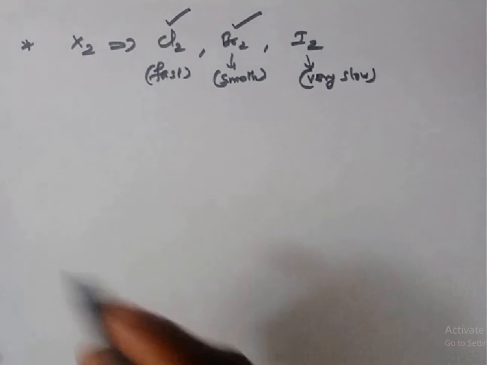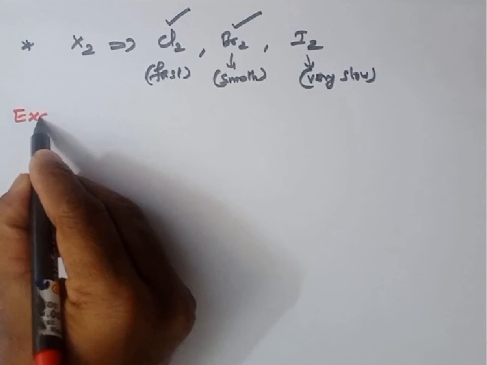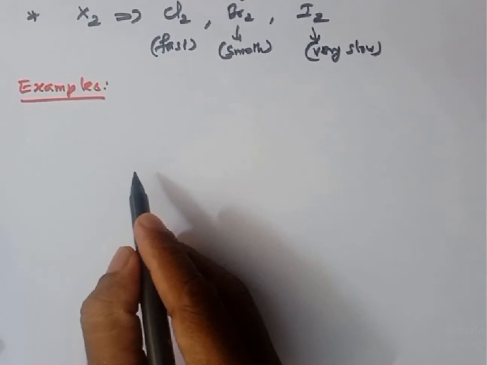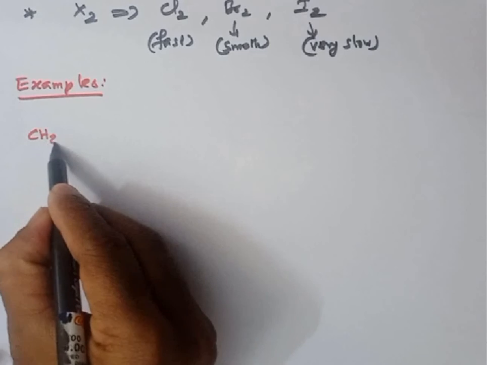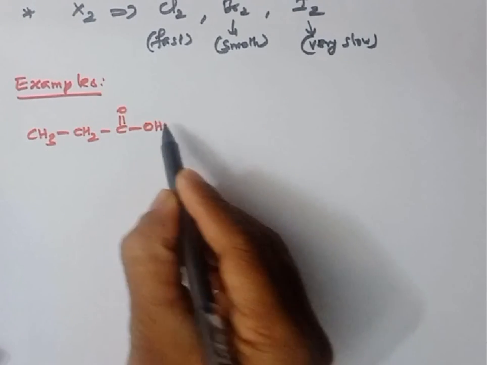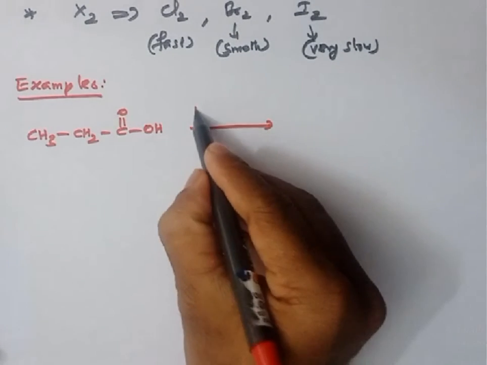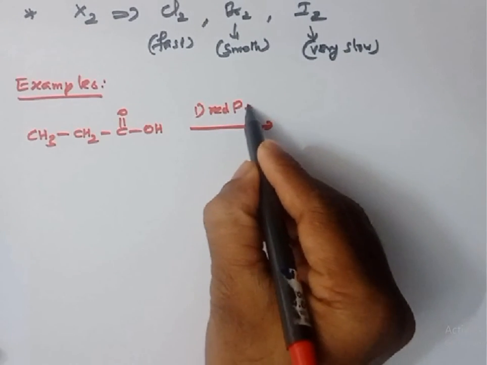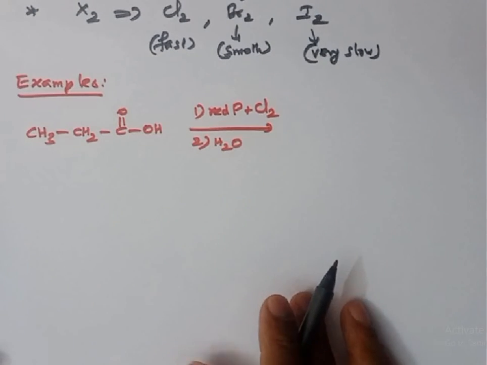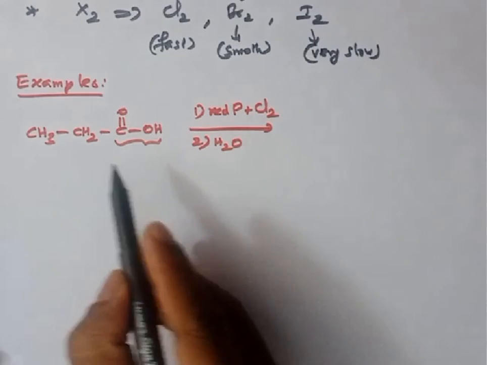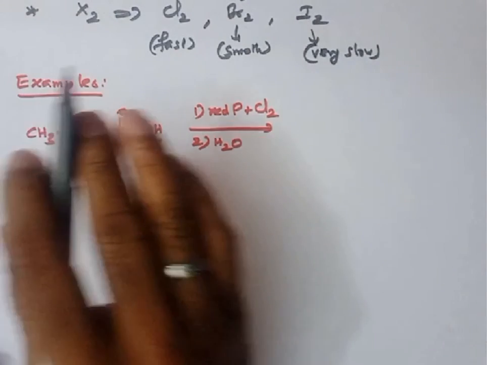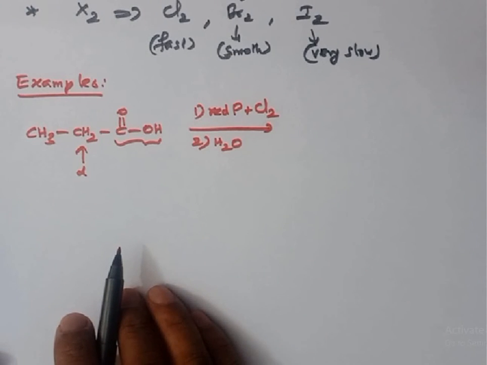Now let me write a few examples here. Examples for HVZ reaction. Okay, so I'll take this carboxylic acid CH3 CH2 COOH, right? I'll put red phosphorus plus chlorine followed by hydrolysis. Okay, see here carboxylic acid is there and this is the alpha carbon. The alpha carbon now contains hydrogen, so definitely the alpha halogenation will occur.